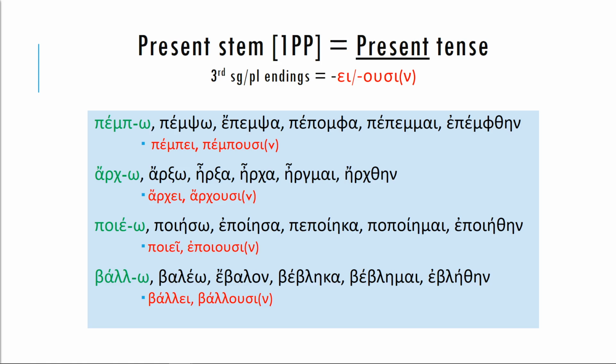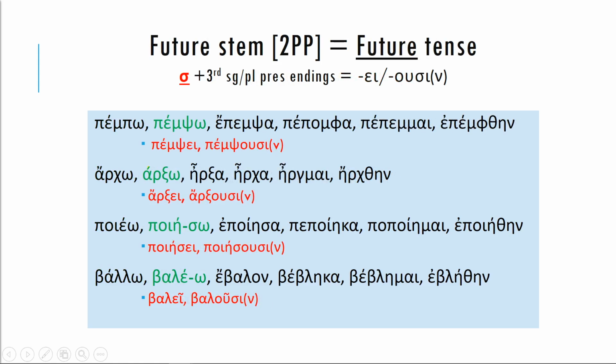So the present is really easy to make. And likewise, the future is very easy to make, because you make it exactly the same way as the present, only you use the second principal part. The general difference between the first and the second principal part is that the sign of the future is a sigma, so it tends to stick a sigma in there. So pempo becomes pempso. Pempe is the present. Pempse is the future. So it looks just like the present, but has a sigma stuck in there.